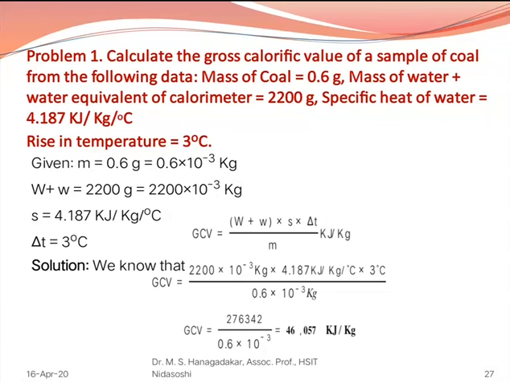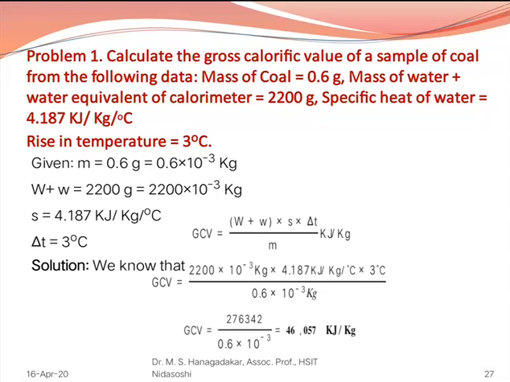Now let us observe the first problem. Calculate gross calorific value of a fuel sample of coal from the following data. Mass of coal is equal to 0.6 gram. Mass of water plus water equivalent of calorimeter is equal to 2200 grams. Specific heat of water is equal to 4.187 kilojoules per kg per degree Celsius. And rise in temperature is equal to 3 degrees Celsius. Now let us begin the solution.